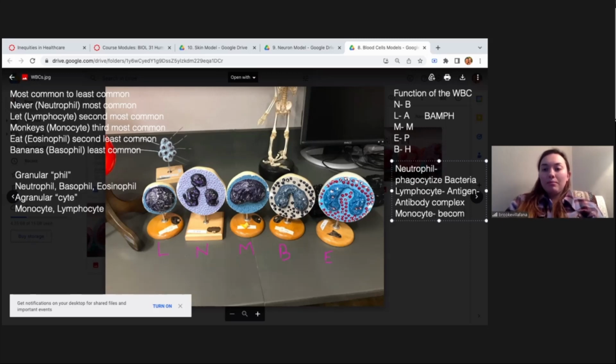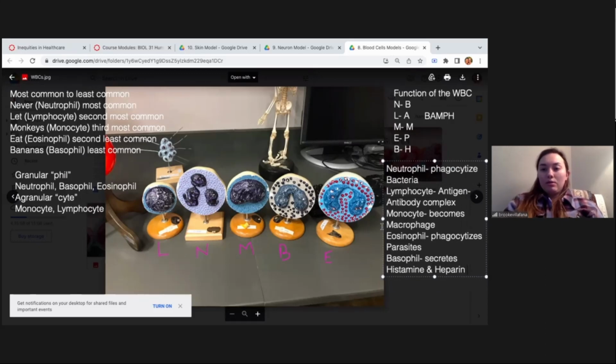monocyte becomes M, macrophage, right? Because M and M. Eosinophil phagocytizes parasites, P for parasites, and then basophil secretes histamine, H, and heparin, H.